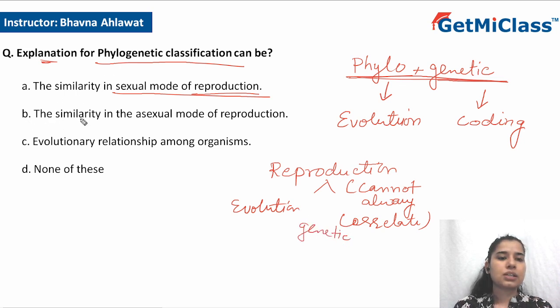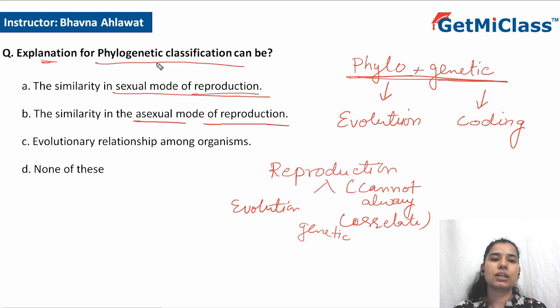Option B says similarity in asexual mode of reproduction. Again, reproduction alone is not the characteristic we choose for phylogenetic classification. Reproduction is a part of evolutionary changes but not the whole basis. Sexual or asexual mode, they come under reproduction only. So we cannot choose reproduction as a primary basis of phylogenetic classification.